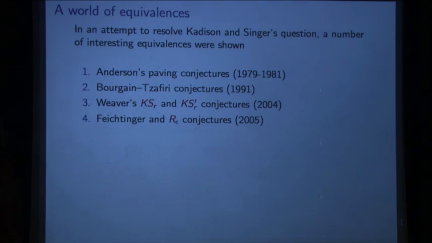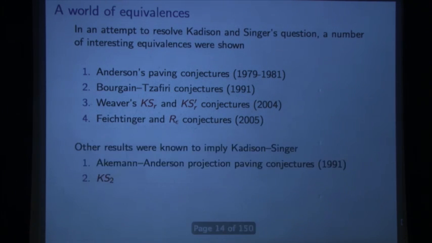It turns out that in a completely unrelated situation, they weren't actually working on this problem, but there's what's known as the Feichtinger and R epsilon conjectures that appear in frame theory that have been shown to be equivalent to this. All of those are finite dimensional already? These are all still finite dimensional.